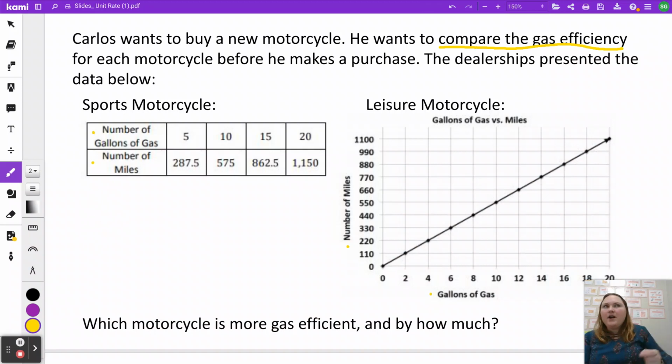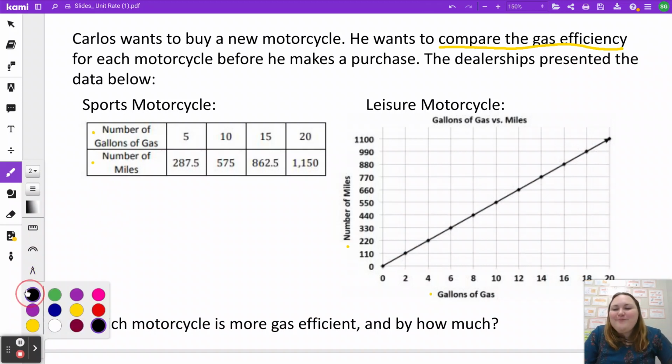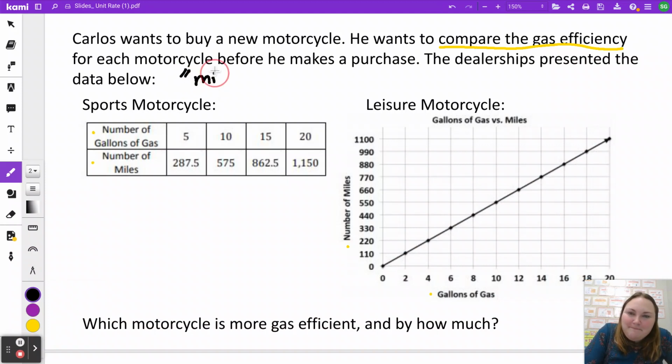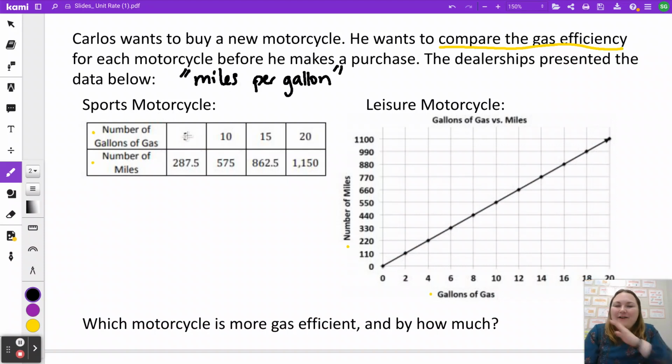If you've ever bought a car or a motorcycle or any sort of vehicle, you might hear the phrase miles per gallon. When we talk about gas efficiency, this is how we measure how efficient a vehicle is: the miles per gallon. We want to know how many miles does that vehicle go for each gallon or per gallon. This is also the phrase that's going to help me figure out how I'm going to compare these two options. This is the unit rate we are going to be calculating.